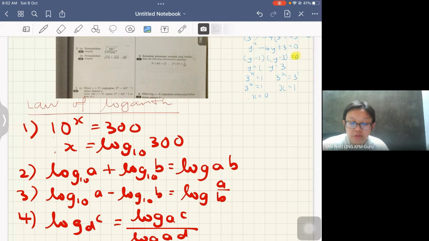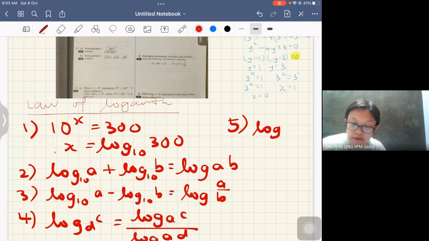Then when you have log a plus log b, it becomes log ab. Log a minus log b, you get log a over b. Then if you want to change the base, you change it so that the base is the same. I would like to add on the 5th one, where just now we said you have log b to the power n, then the n can be brought to the front, becoming n log b.